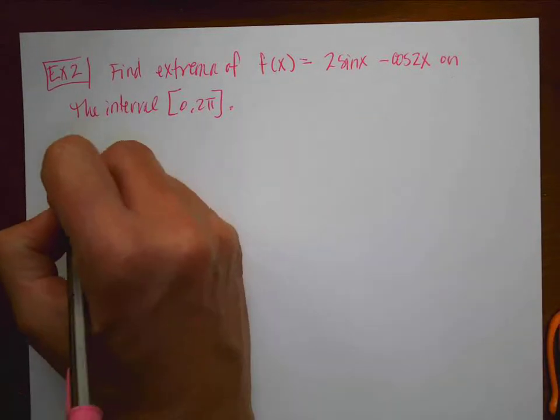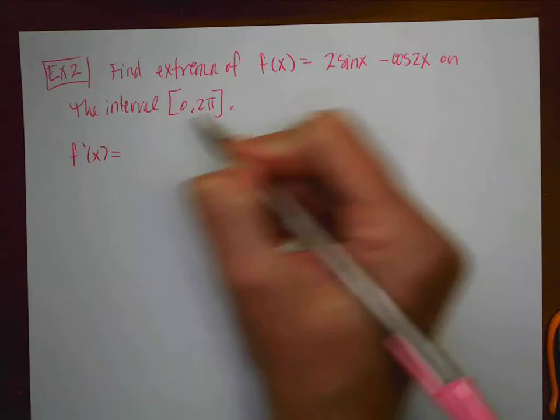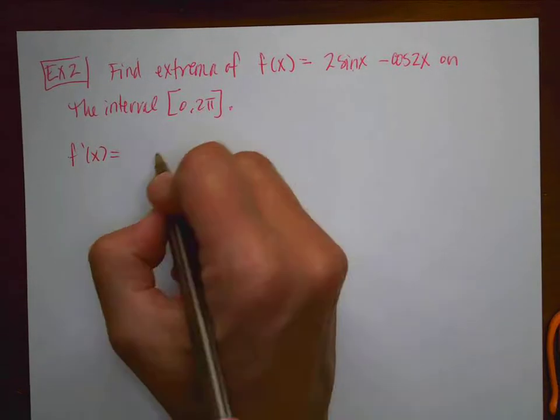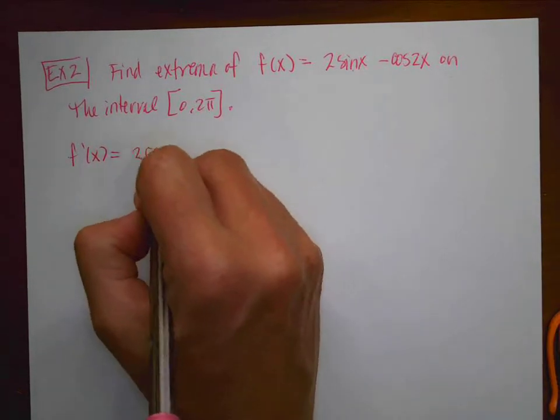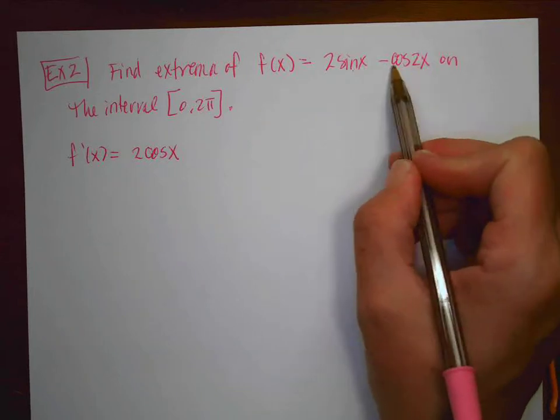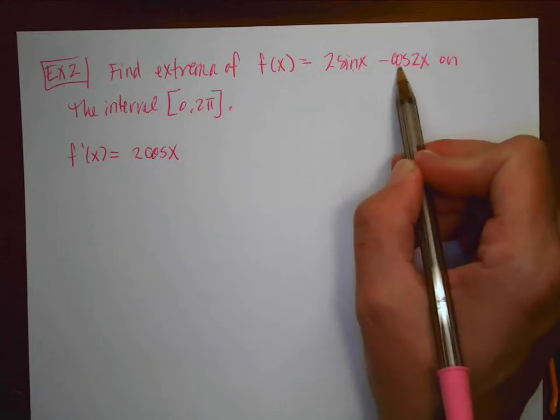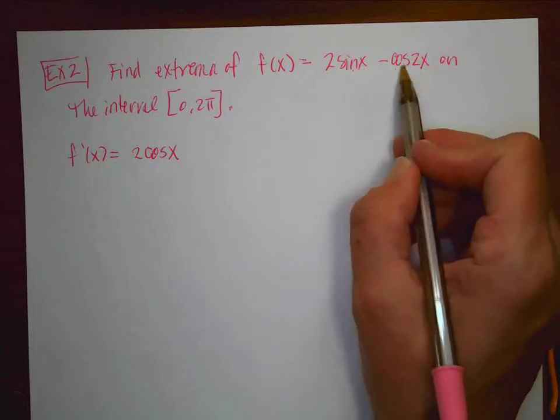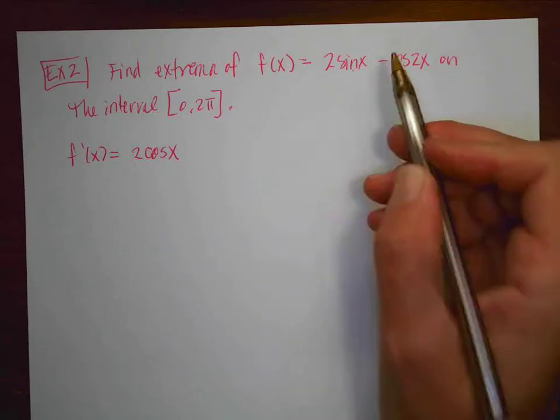So the first thing I'm going to do is start my derivative. So f prime of x, the derivative of sine is cosine, so I'm going to get 2 cosine of x. This is the chain rule. I could rewrite cosine of 2x using a double angle identity, but I hate having to memorize that, so I'm just going to manage this with the chain rule.